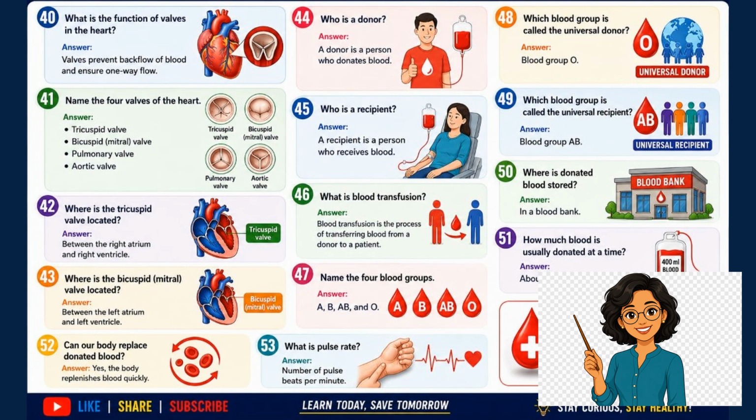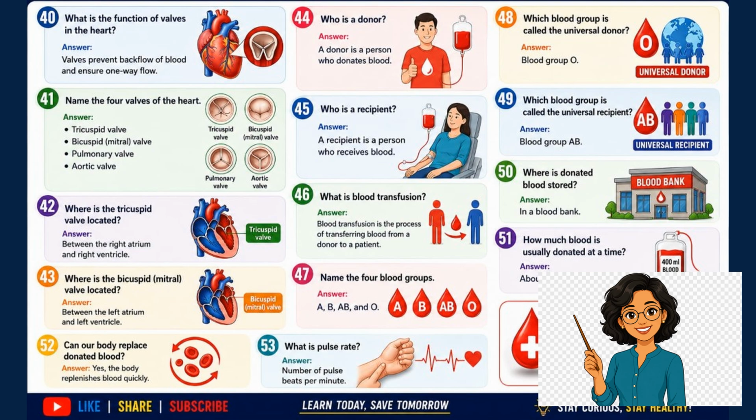Question 46. What is blood transfusion? The answer is the process of transferring blood from a donor to a patient. Question 47. Name the 4 blood groups. The answer is A, B, AB and O. Question 48. Which blood group is called the universal donor? The answer is blood group O.